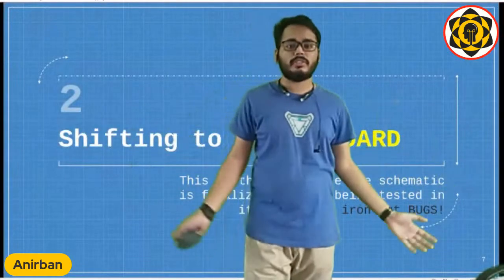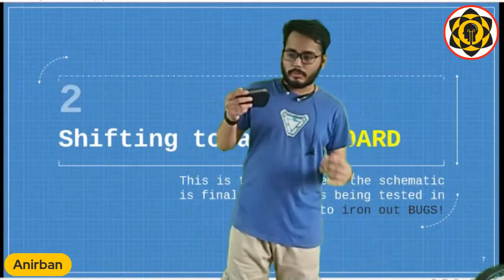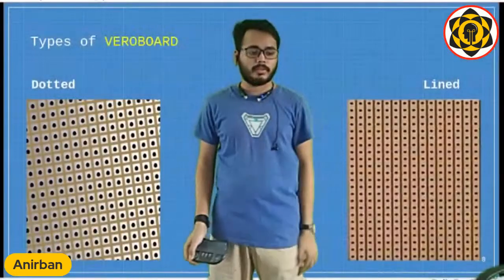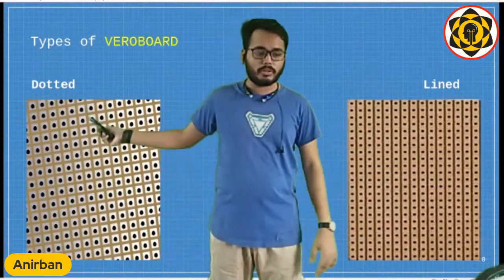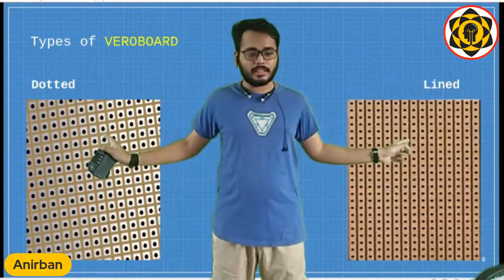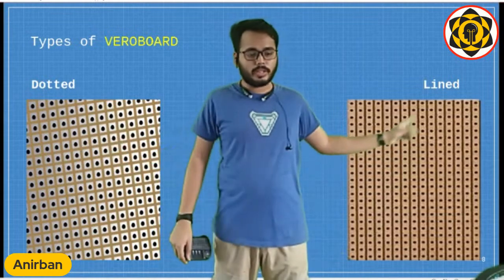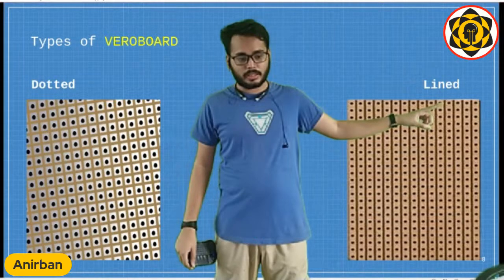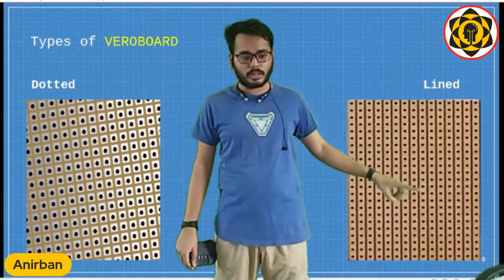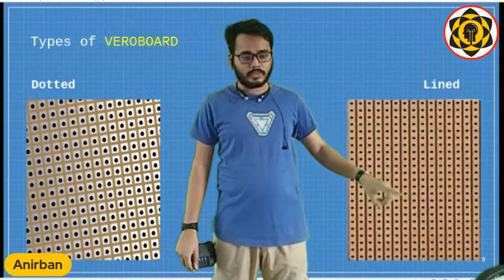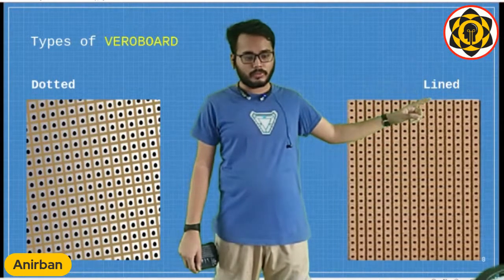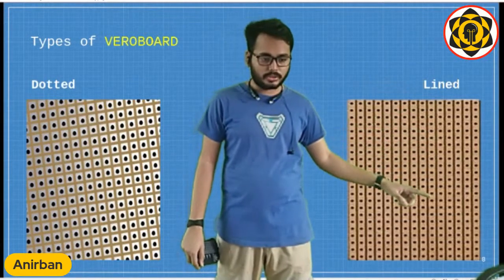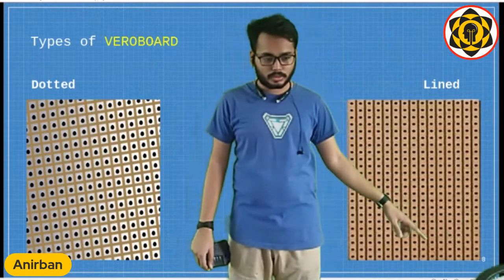For Vero boards as well, there are different versions. Among those, there are mainly two significant versions that we need to worry about, which are the lined Vero board and the dotted Vero board. As you can see from these illustrations, the lined Vero board has parallel connections, right? So you connect one wire on the top of it, and this whole line where you connected the wire. So say you connect the wire here, so this whole line going straight down to here.